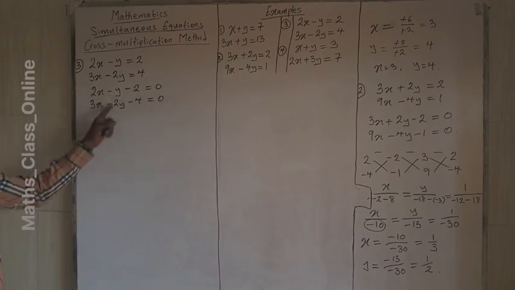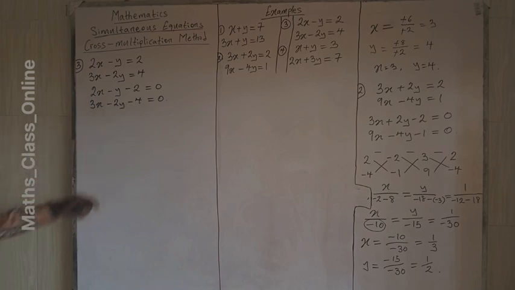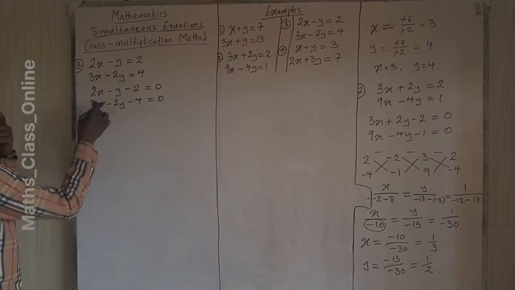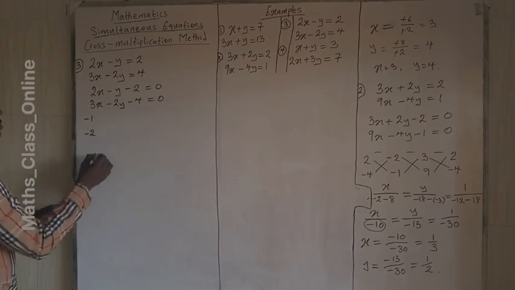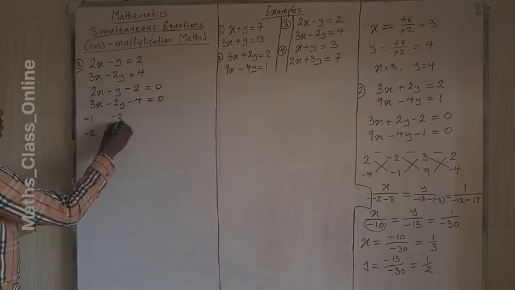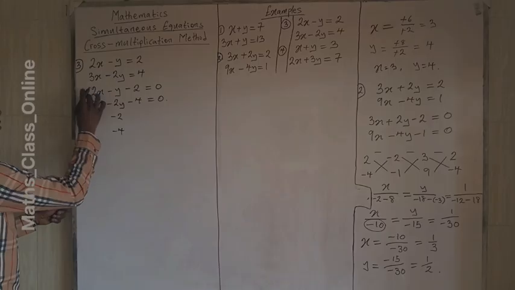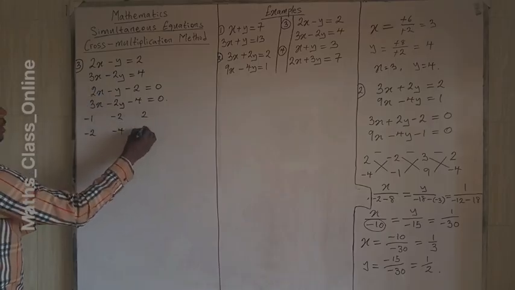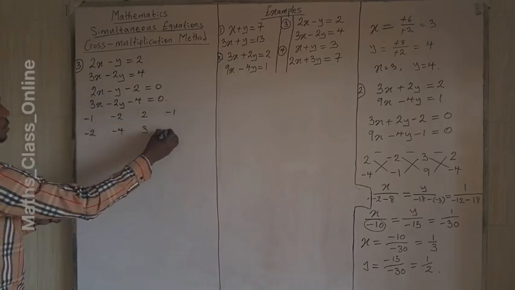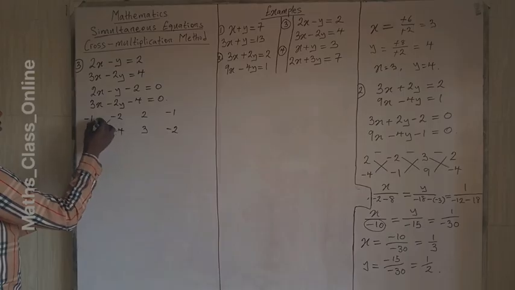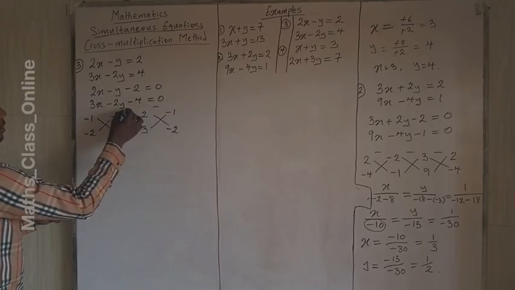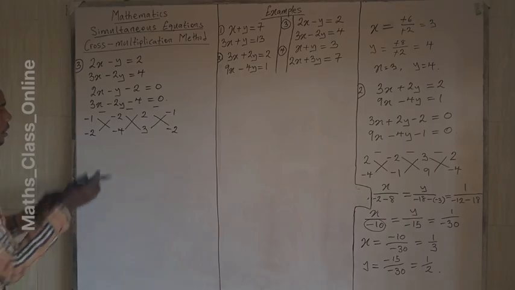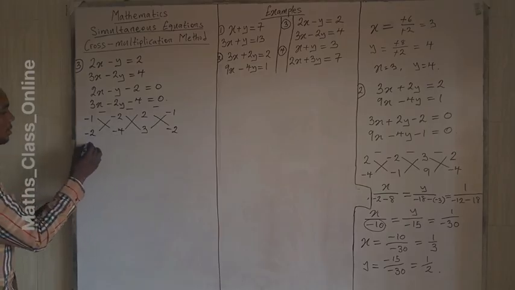Starting from coefficient of y. The coefficient of y here is what? -1, -2, -2, -4, 2, 3, and -1, -2. Cross multiply. We will minus there. The first two columns is for x.